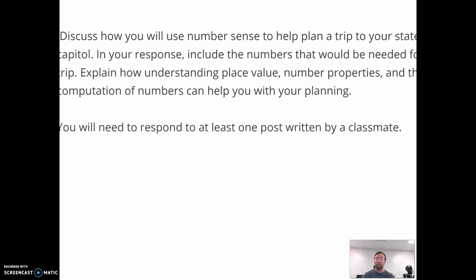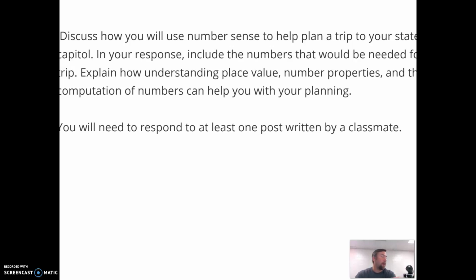So what I'm looking at more is just you constructing your actual writing in this and framing it in a way that makes sense and that has complete sentences. So it says, discuss how you will use number sense to plan a trip to your state capital. In your response, include the numbers that would be needed for this trip. Explain how understanding place value, number properties, and the computation of numbers can help with your planning.